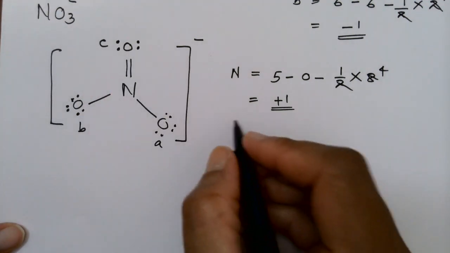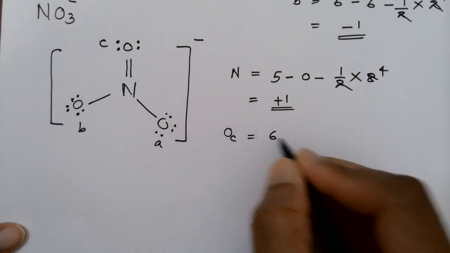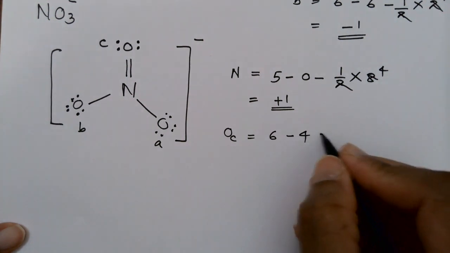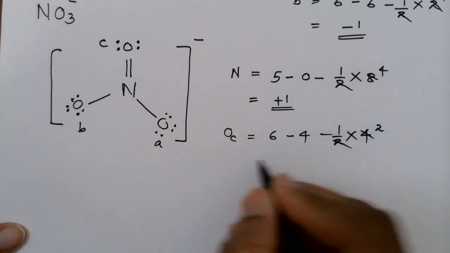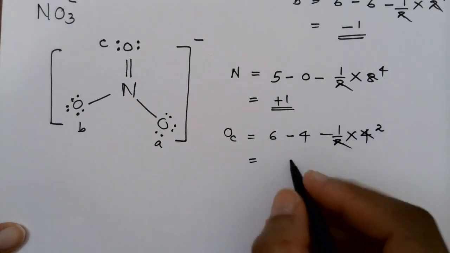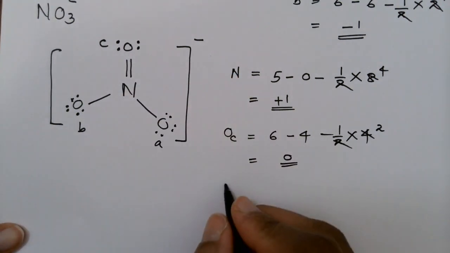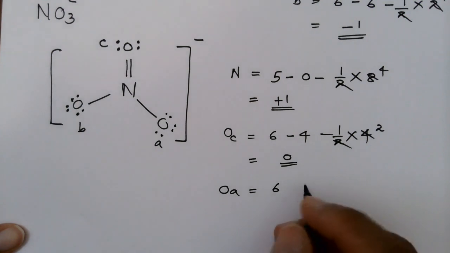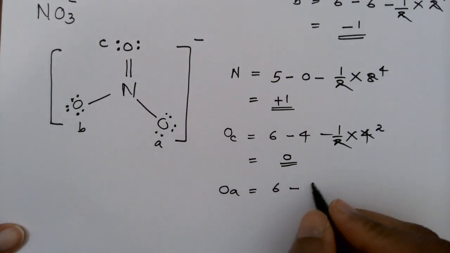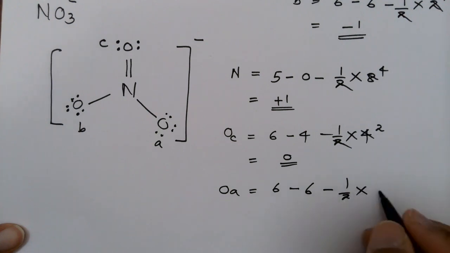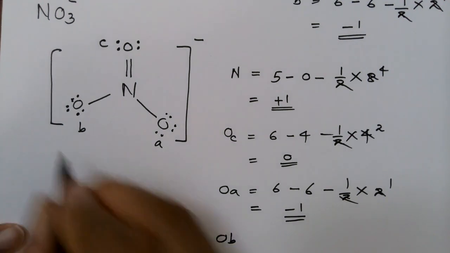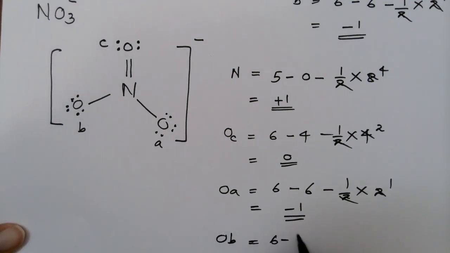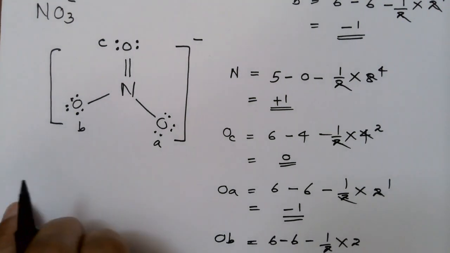Now let's calculate the double bonded oxygen, or C. 6 valence electrons, 4 lone pair electrons, minus half times bonding electrons 4. Then 6 minus 4 is 2, 2 minus 2 is 0. 0 charge on this oxygen. And then oxygen OA, 6 valence electrons minus lone pair electrons 6, minus half times bonding electrons 2. So here the formal charge is -1. And the same for oxygen OB, 6 minus 6, minus half times 2. The formal charge is again -1.